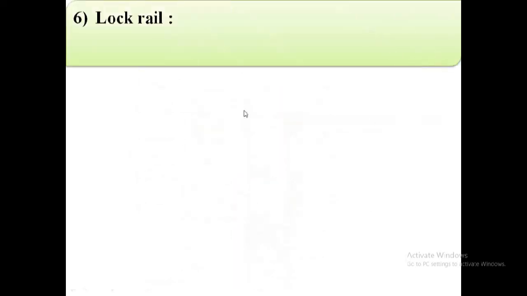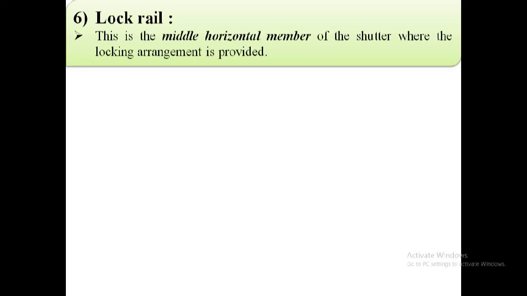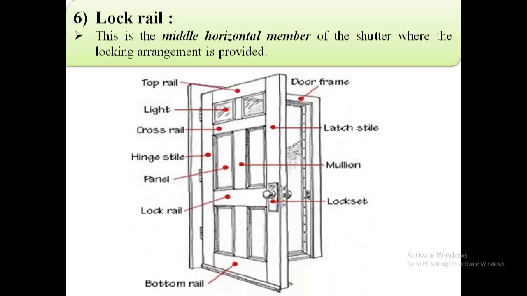The sixth technical term is lock rail. The lock rail is the middle horizontal member of the shutter where the locking arrangement is provided. As you know, this is the shutter and here the locking arrangement is provided. The middle horizontal member of this shutter where the locking arrangement is provided is known as the lock rail. In this image you can see this one is the lock rail.